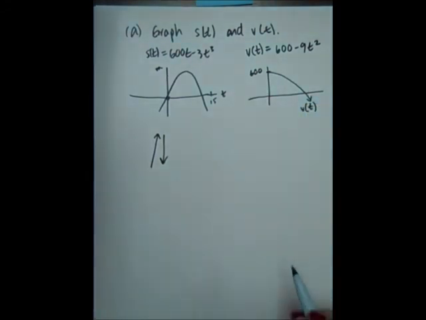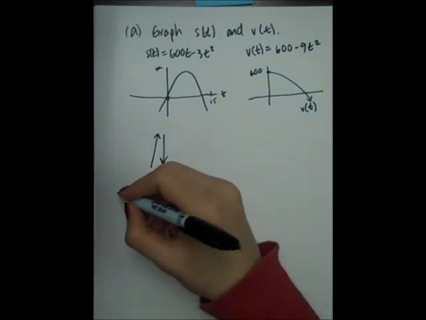So there's my v of t. So there's the velocity, here's my position. So I've just plotted the two graphs.